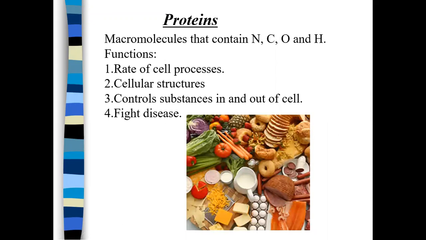So proteins are macromolecules. Macro means large molecules that contain nitrogen, carbon, oxygen, and hydrogen. The basic difference between carbohydrates and proteins is the presence of nitrogen in proteins and absence of nitrogen in carbohydrates. Functions: rate of cell processes, cellular structures, controls of substances in and out of cells, fight disease.